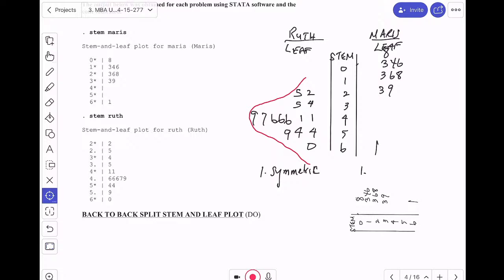And you notice, because I had Maris on the right, the number line works from left to right. Did I just say? Yeah, this is right to left. This is left to right. I think I was saying it backwards before. Sorry.